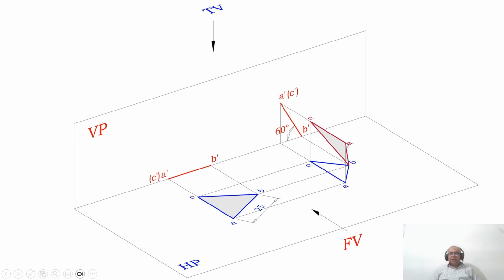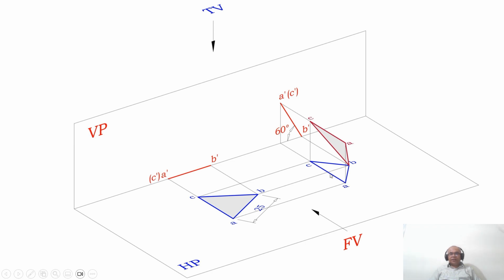Since AB is inclined to HP, therefore, in the top view you are getting the apparent length. Similarly, BC is also inclined to HP, therefore, you are getting the apparent length here. That you can see evident here. A dash B dash is inclined to HP, therefore, AB is in apparent length. B dash C dash is also inclined to HP, therefore BC is also in apparent length. A dash C dash is parallel to HP, therefore you are getting the true length.